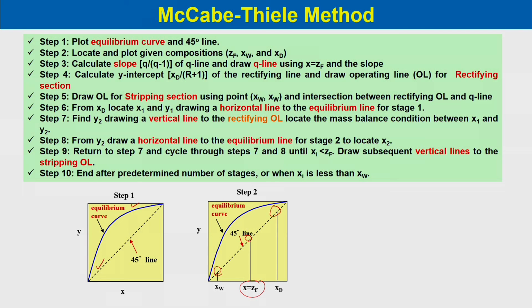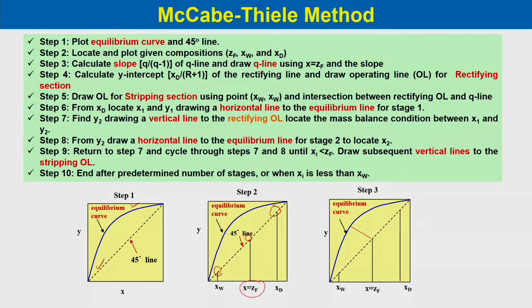Step 3: calculate the slope of the q line, that is q by q minus 1, and draw the q line using x equal to ZF and the slope. So, this is the point at x equal to ZF and the slope is q by q minus 1. If we know the slope and this point, we can draw this q line.